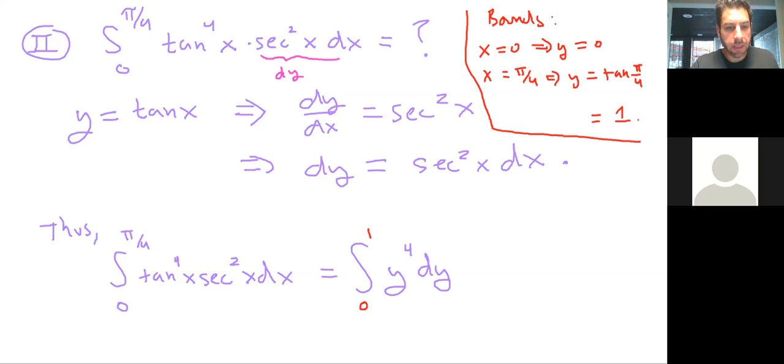Does anybody have a question about this before we finish the problem? No. This is a fun problem. It looks scary, but it's really not.